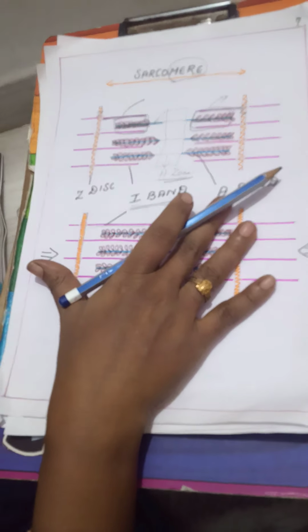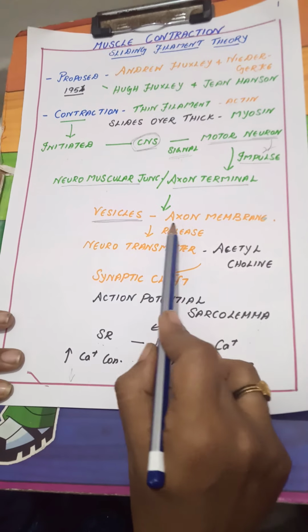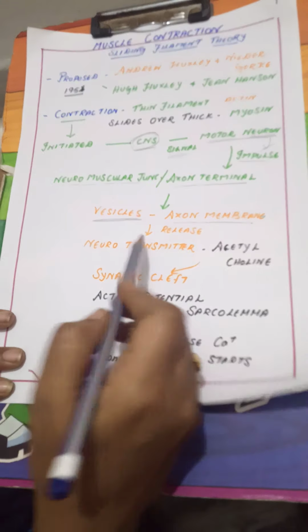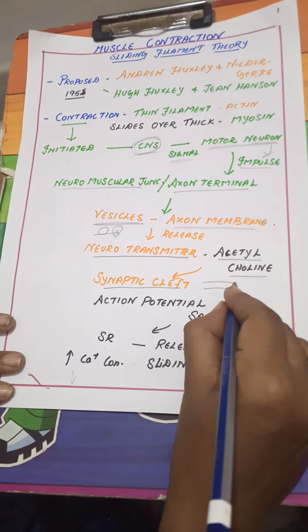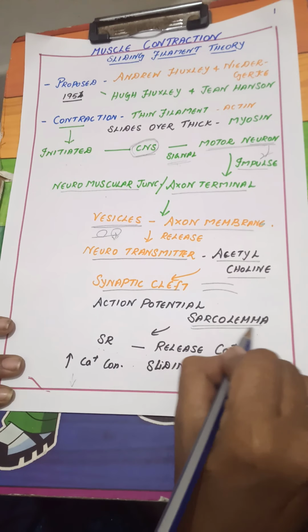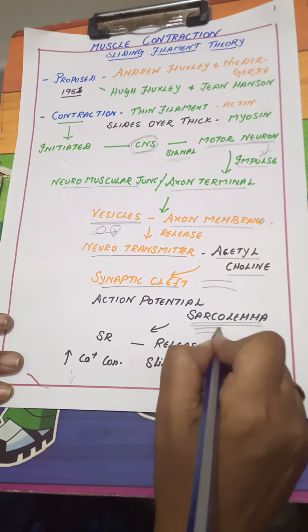Okay, once again I tell you, the contraction of the muscle fiber is initiated by the central nervous system, which sends the signal through the motor neuron, and the impulses reach the neuromuscular junction, that is the axon terminal. The vesicle present in the axon terminal fuses with the axonic membrane, okay, and releases a neurotransmitter called acetylcholine. The acetylcholine reaches the synaptic cleft, and an action potential is generated on the sarcolemma, that is the membrane of a muscle, and from there it reaches the sarcoplasmic reticulum.